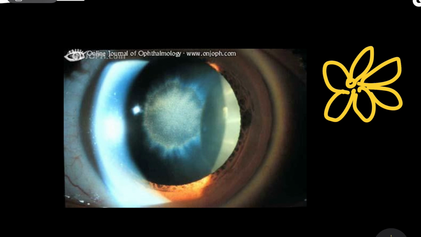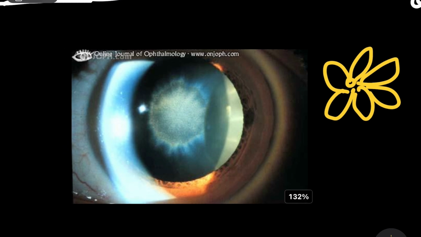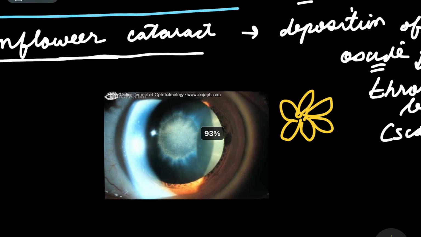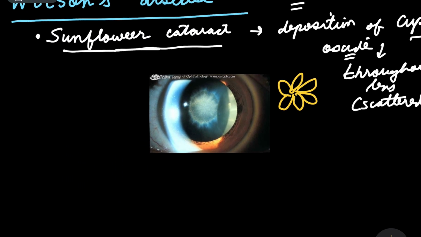It looks like a sunflower. Okay, so you can see over here, if I draw it like a sunflower, these are the rays, these are the disc florets. Ray florets and disc florets, like this. Anyways, so it looks kind of like that. That is why it is called a sunflower cataract. Now this actually is one of the problems that Wilson's disease causes in the eye itself.